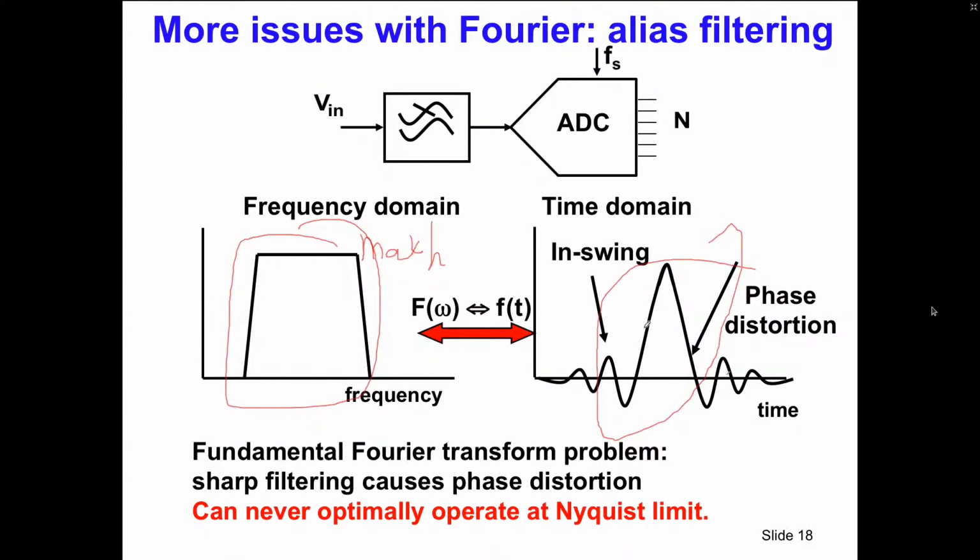And this is very, very ugly, because it simply means that when you apply a very sharp filter in your alias filter, then you essentially ruin the phase of your signal. That means that when you have a certain signal going in, you will get a phase distorted signal coming out. So your frequency components are still there, but they're all shifted with respect to each other, and you don't get a clear pure signal again. So this is one of the reasons why you can never operate at Nyquist.